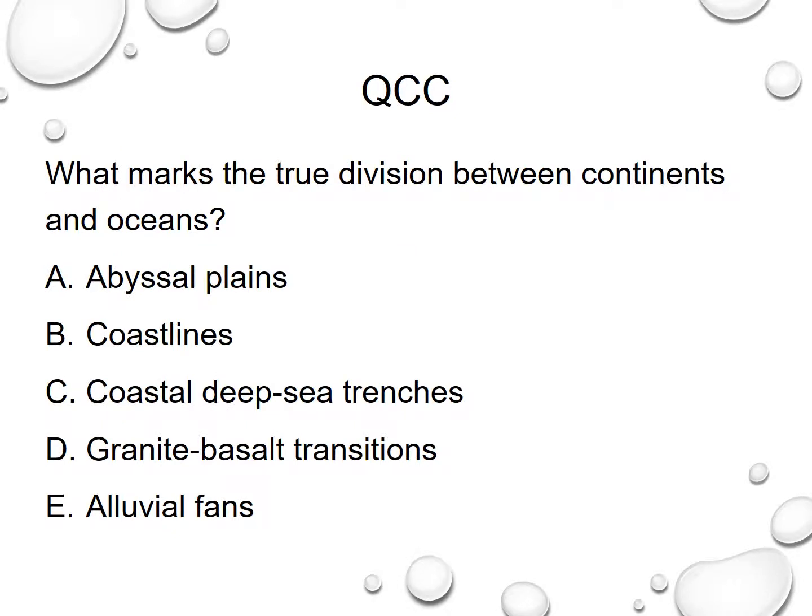So here's the next question. If you answered D, granite basalt transitions, you answered the question correctly. This transition from continental crust to oceanic crust is the true division between continents and oceans.